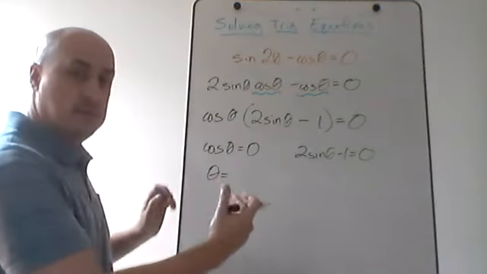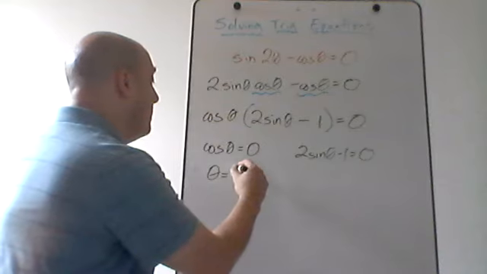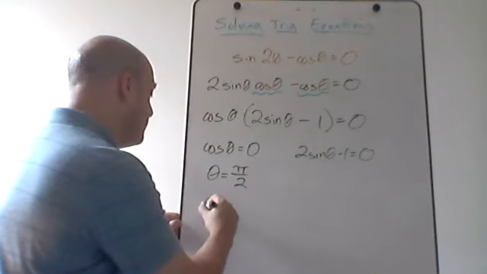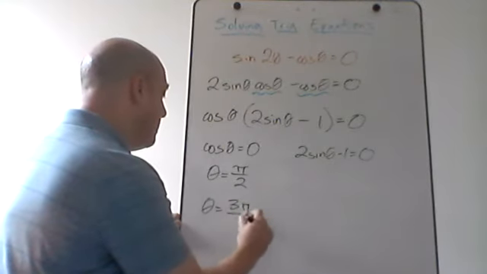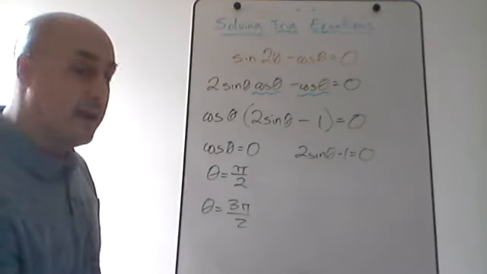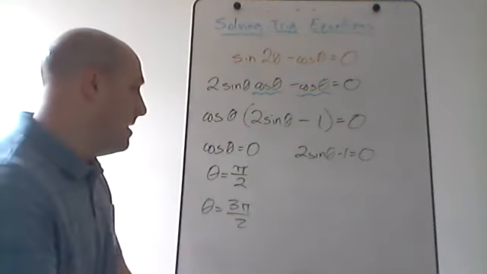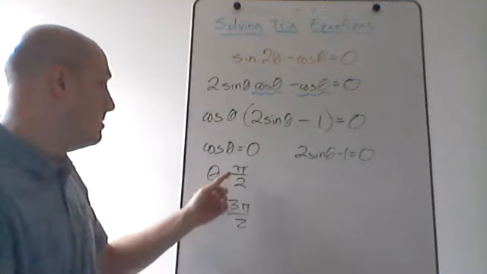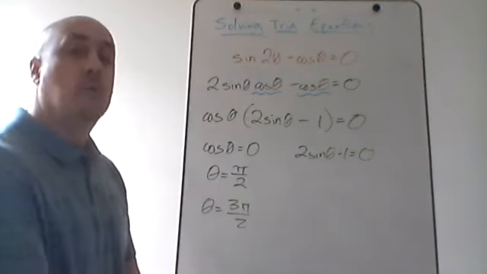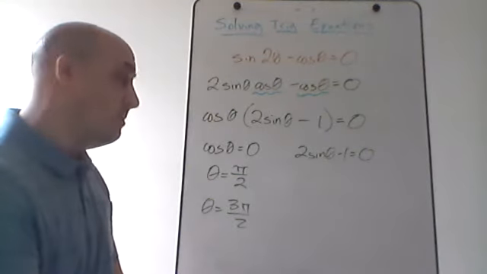You should know that the positive y-axis is pi over 2, and that is the point 0, 1. And you should know that the negative y-axis is 3 pi over 2, right? And that's the terminal point 0, negative 1. Those are the points where cosine of theta equals 0. So those are the angles, pi over 2 and 3 pi over 2, where if I take the cosine of those angles, it's going to equal 0.